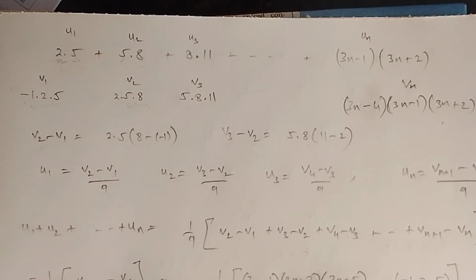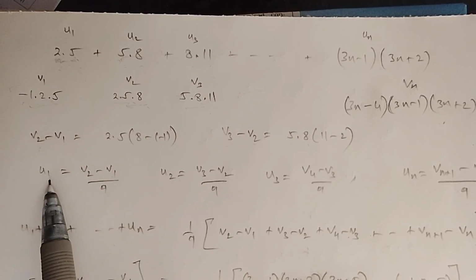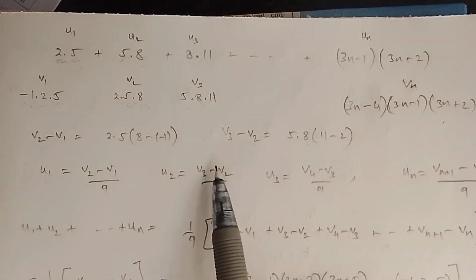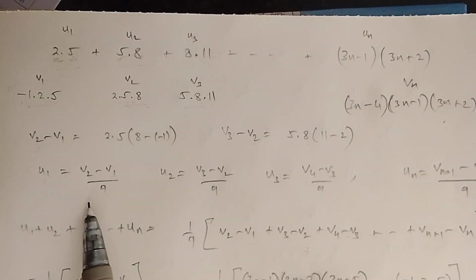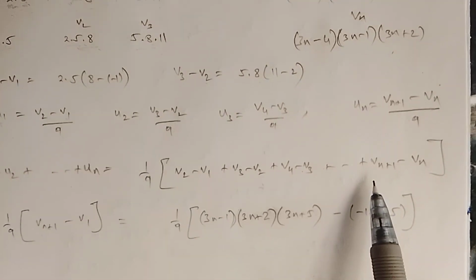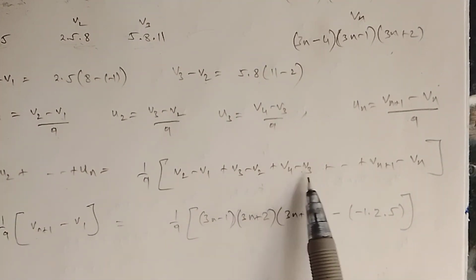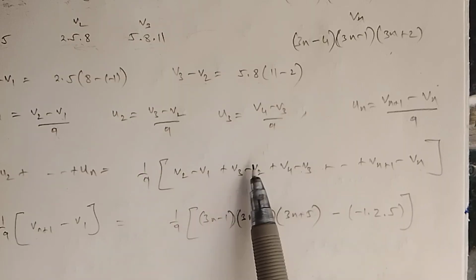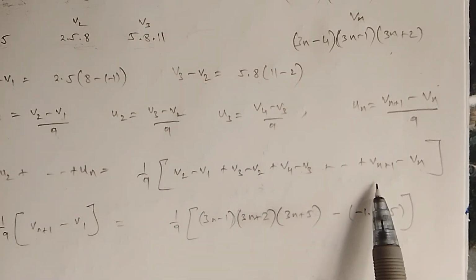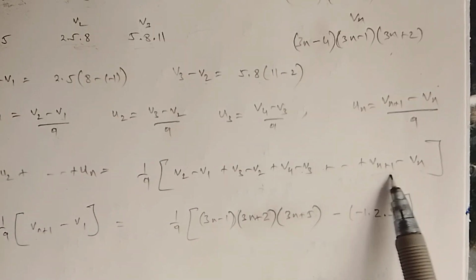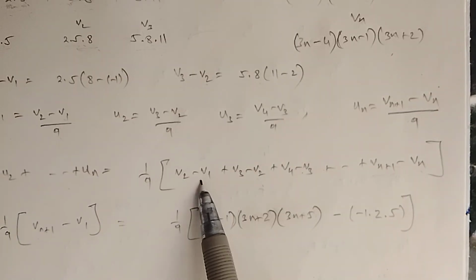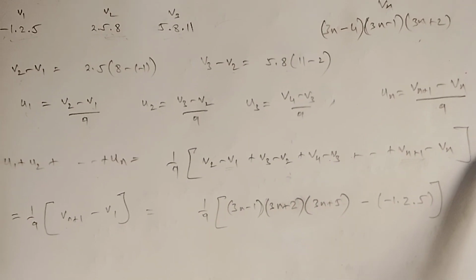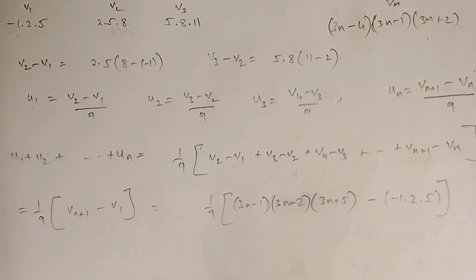And how does this help? A lot of terms will get cancelled. Now if we do the summation u1 plus u2 plus u3 up to un, we add these terms: 1 by 9 into (v2 minus v1), (v3 minus v2), (v4 minus v3), so on, up to (vn plus 1 minus vn). A lot of terms get cancelled: v2 and minus v2, v3 and minus v3, v4 and minus v4. We will be left with only vn plus 1 in the final pair, and minus v1 in the first pair. We are left with 1 by 9 of (vn plus 1 minus v1).